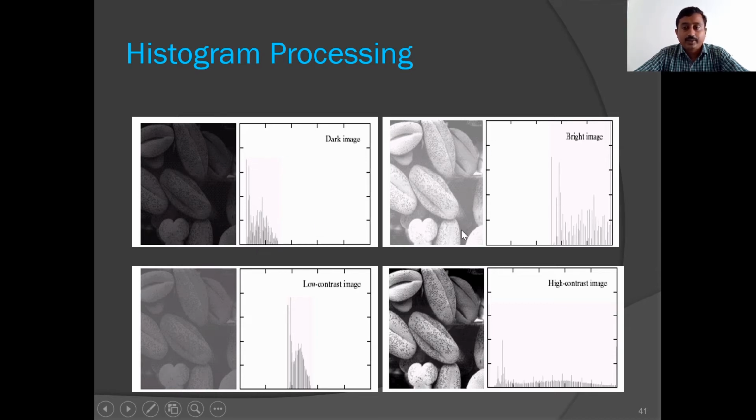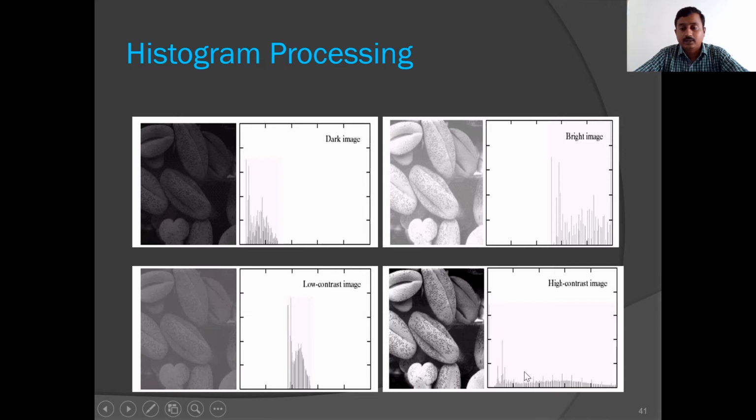This is a bright image. As you can see, the components of the histogram are concentrated toward the high side of the intensity scale. This is the image with low contrast. As you can see, we have a narrow band of the histogram here. Now this is a high contrast image which has more detail and dynamic range, and if you see the histogram of this, it has a wide range of the intensity scale.